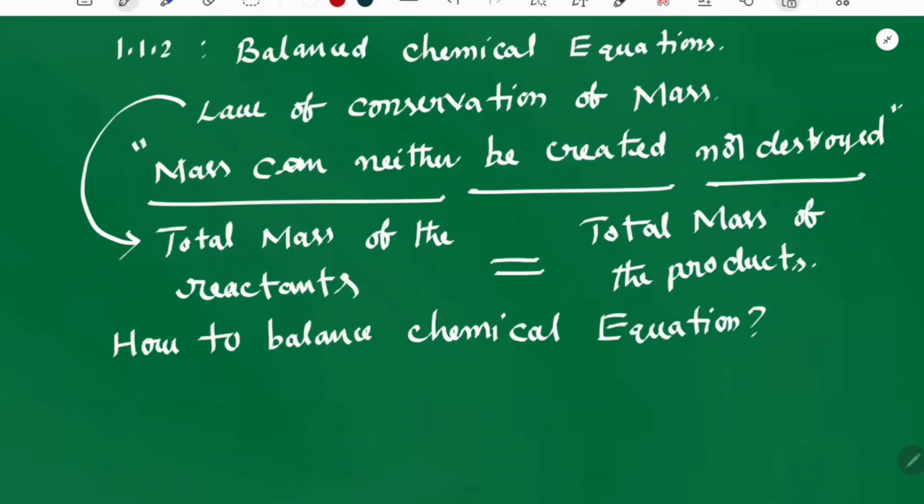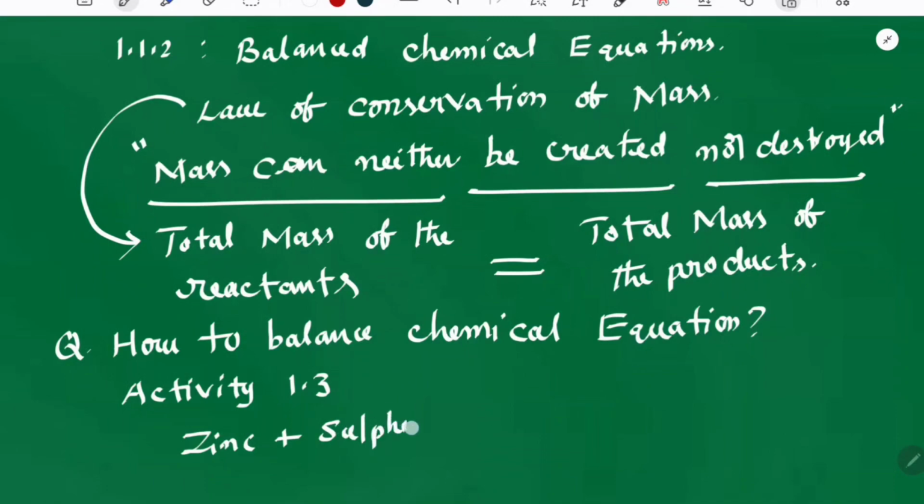See, now I am taking Activity 1.3. In that, the equation we already know is represented: zinc is reacting with sulfuric acid to form zinc sulfate.